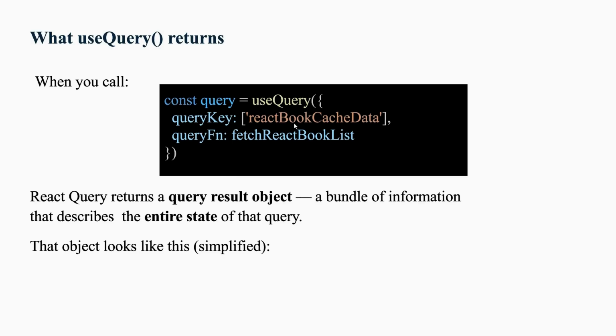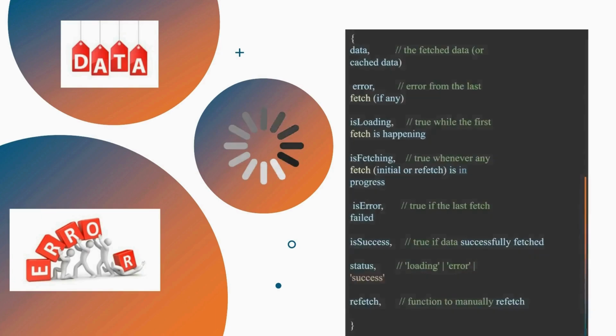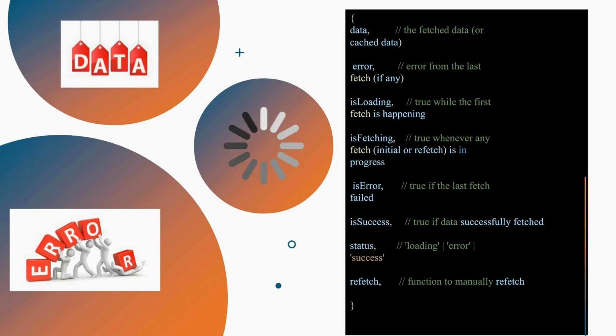React Query returns a query result object, a bundle of information that describes the entire state of the query. So when this is being called or fetching data, it's going to return a result object, which contains a bundle of information. That object looks like this: data, isLoading, error. As I told, data, error, isLoading, isFetching, isError, and in the previous slide we saw isPending.